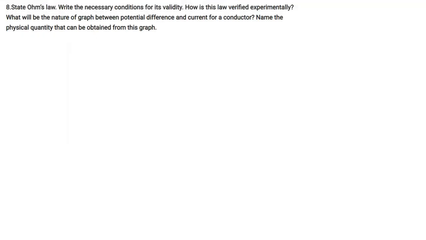State Ohm's law. Write the necessary condition for its validity. How is this law verified experimentally? What will be the nature of the graph between potential difference and current for a conductor? And name the physical quantity that can be obtained from this graph.